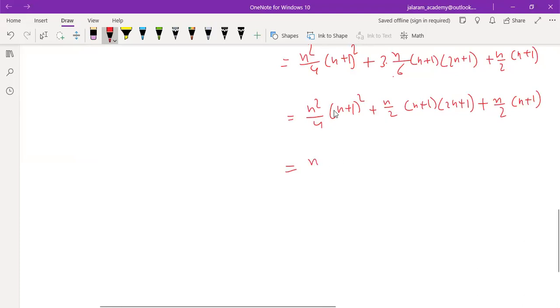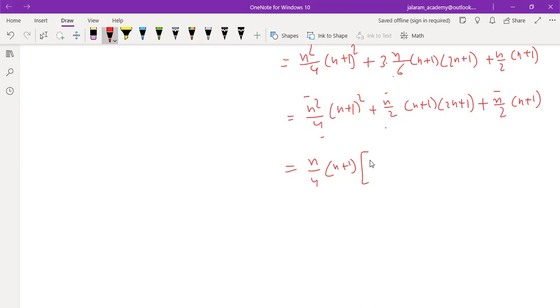Now n is common in these three terms: n, n, n. And the denominators are 4, 2, 2, so the LCM is 4. 4 is also common. n plus 1 also exists in all three terms, so n plus 1 is also common. Now we write the remaining terms inside the bracket.